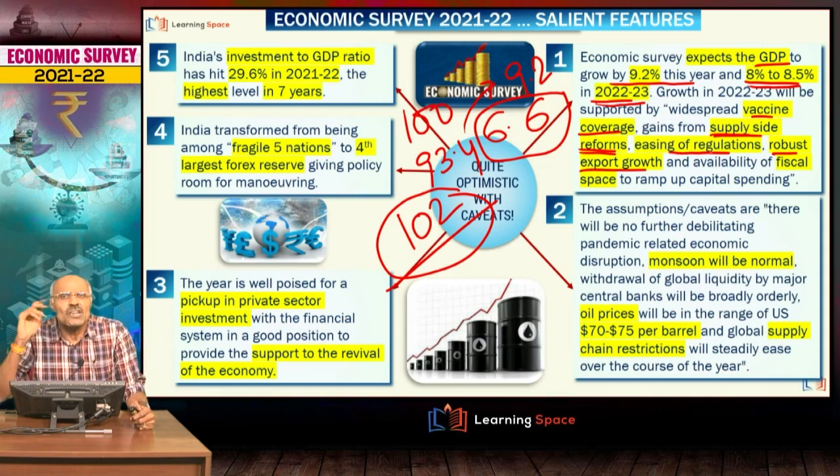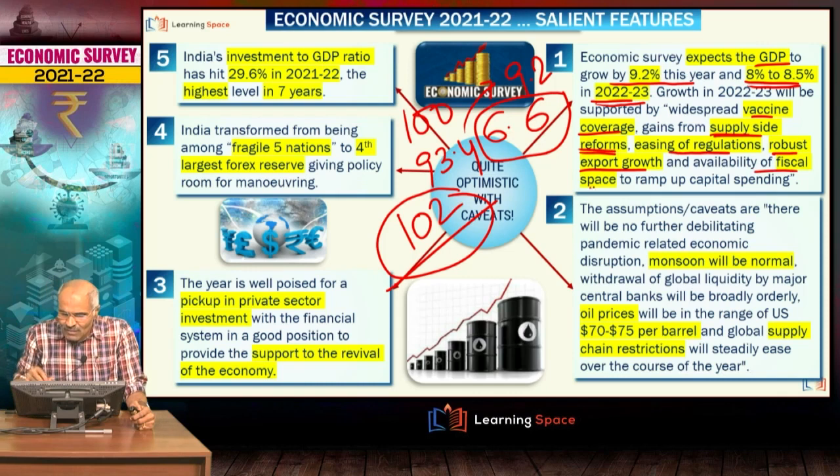Robust export growth. This financial year, the exports are expected to touch $400 billion. The previous record was just $330 billion. In fact, our exports were hovering around 270 to 330 for the past decade or so. But now, luckily, we are going to get $400 billion exports. Of course, part of the reason is the increase in commodity prices globally. Otherwise also, Indian exports have done spectacularly well this year.